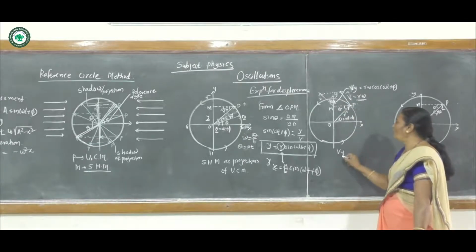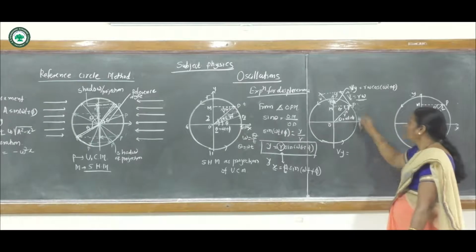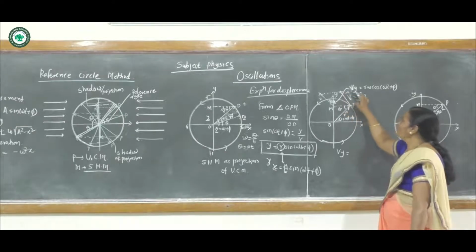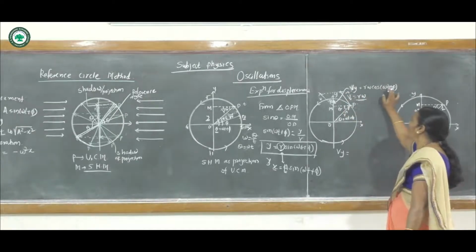That is, Vy is equal to the velocity at this section, the velocity at y, which is r omega cos omega t.